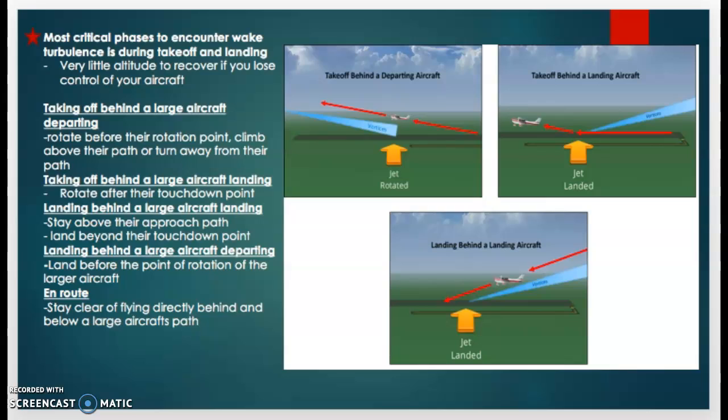Landing behind a large aircraft that is departing: you're going to want to land before their point of rotation. Once again, before they've rotated, they haven't started creating those vortices yet. So if we land before their point, we will be clear of them. And then en route, to stay clear of any wake turbulence, we're going to avoid flying directly behind any larger aircraft and below them. Like we said earlier, those wingtip vortices sink behind the aircraft, and we want to avoid that.